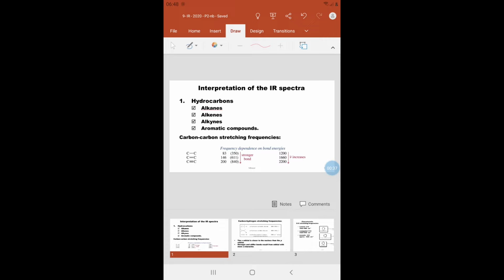Okay, so before we look further on this, you need to understand all classes of compound, what are the bonds present in the molecule, and what is the frequency for each bond. So we go first on the hydrocarbons. For hydrocarbons, we have alkane, alkene and alkyne, and also aromatic compounds. So how to differentiate these four?